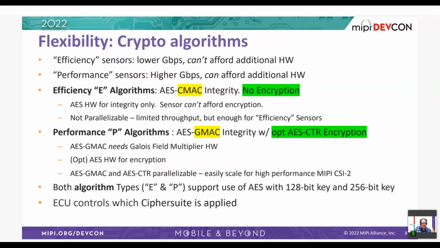So the efficiency algorithms, or the E algorithms, use AES CMAC. Don't need to worry, but no encryption. So all they do is support integrity protection. They can use AES hardware for integrity only.